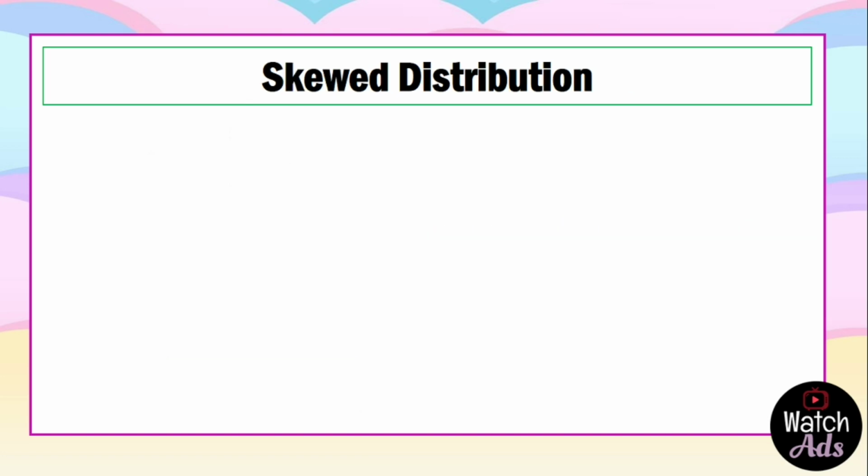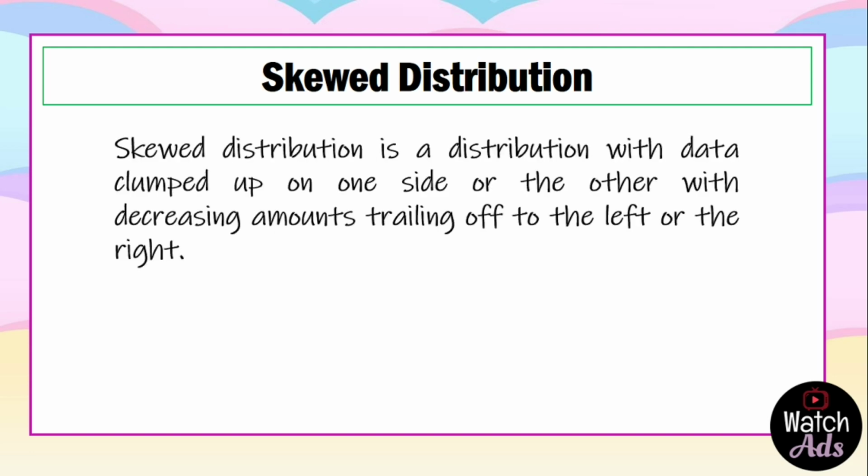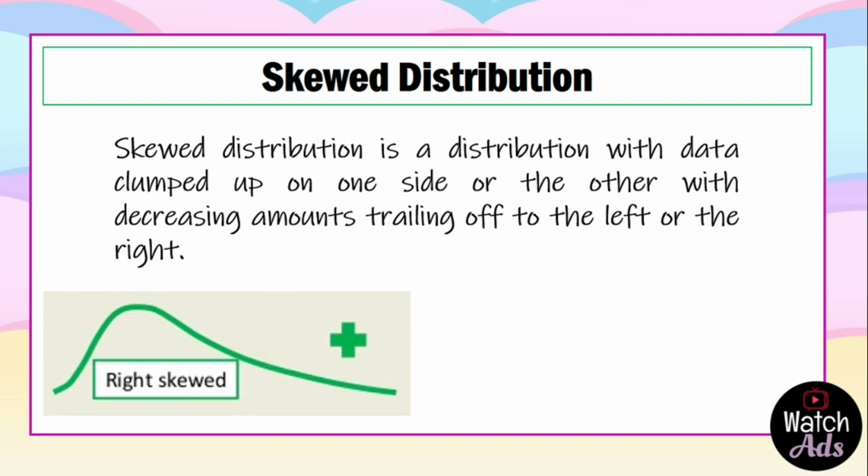Our next type of distribution is the skewed distribution. A skewed distribution is a distribution with data clumped up on one side or the other with decreasing amounts trailing off to the left or the right. This is an example of a right skewed distribution. Most of the data are on the left side and the tail, or less data, is on the right side. Therefore, it is right skewed.